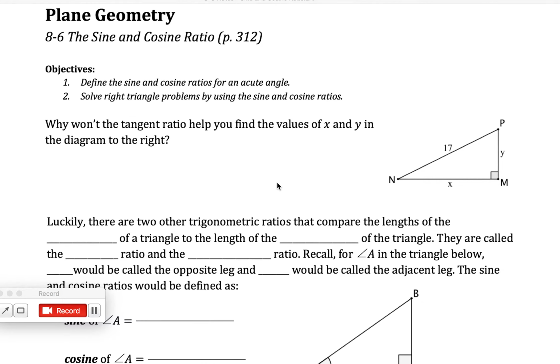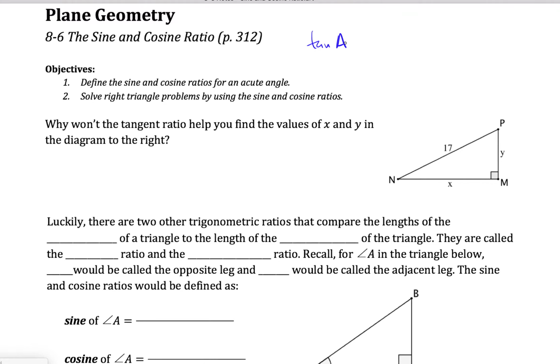Hello everyone. For this video today we are going to be taking a look at the sine and cosine ratios. Now in the previous videos we've taken a look at the tangent ratio, and just a quick review, remember the tangent of an angle is the ratio of the leg that's opposite that angle divided by the length of the leg that's adjacent to that angle. So the tangent of an angle is the opposite leg length divided by the adjacent leg length. And today we're going to be looking at sine and cosine ratios.